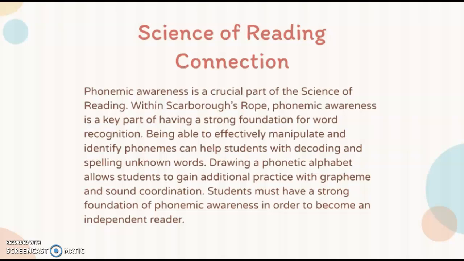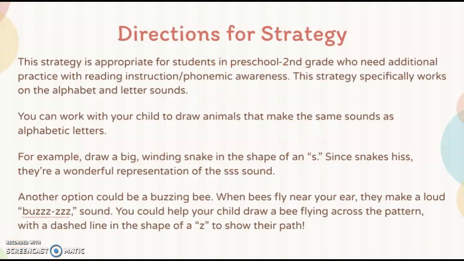So how is this related to the science of reading? Phonemic awareness is a crucial part of the science of reading. Within Scarborough's rope, phonemic awareness is a key part of having a strong foundation for word recognition. Being able to effectively manipulate and identify phonemes can help students with decoding and spelling unknown words. Drawing a phonetic alphabet allows students to gain additional practice with grapheme and sound coordination. Students must have a strong foundation of phonemic awareness in order to become an independent reader.